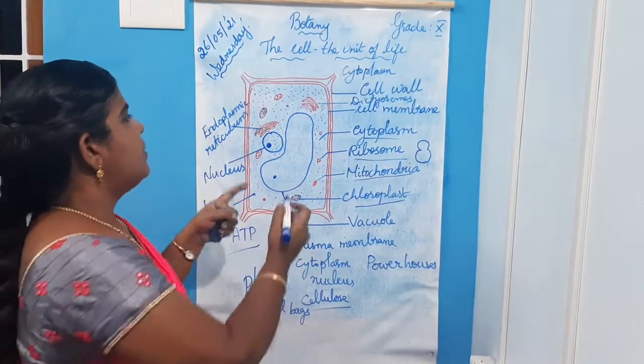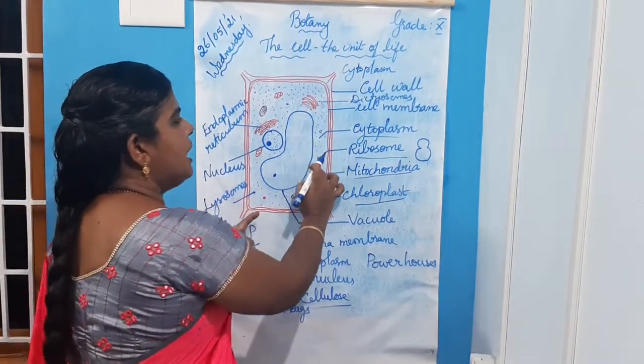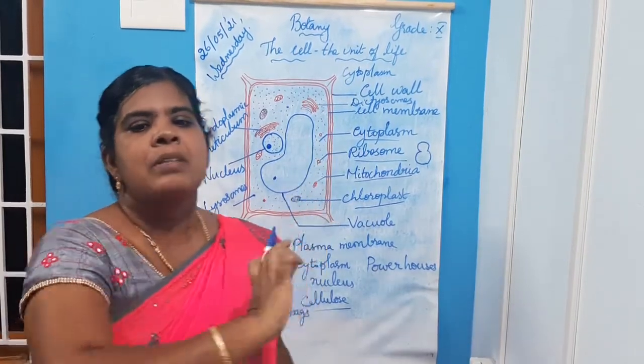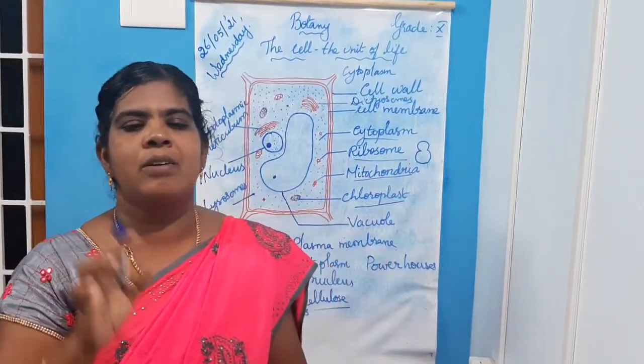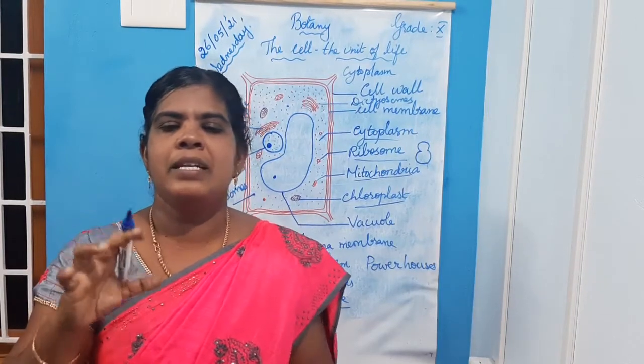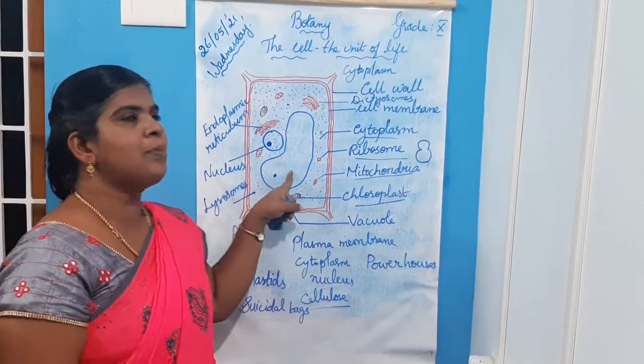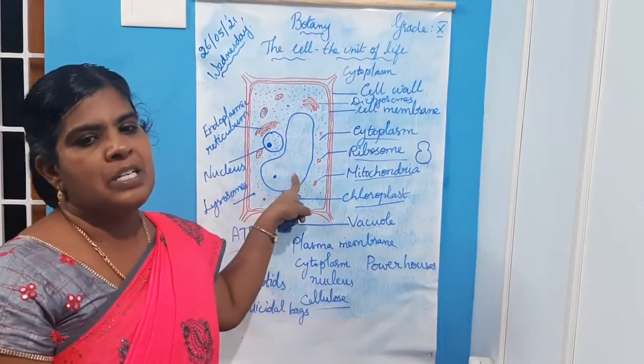Then, next about the vacuole. In a plant cell, the vacuole is larger in size. Plant cell vacuoles are large and maintain the water pressure. What about its function? It maintains the water pressure.